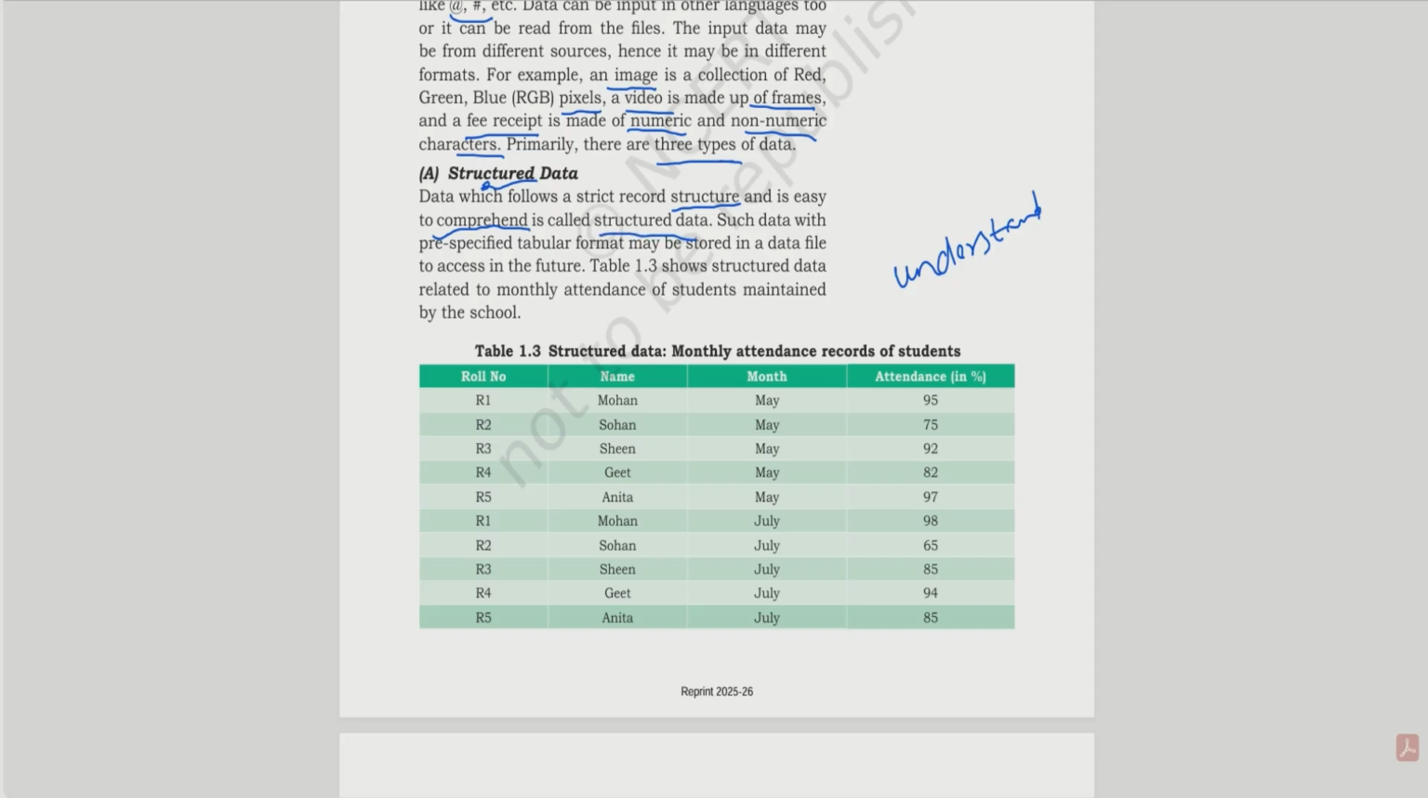So the data will be in table form. For example, this is the monthly attendance records of the students. Here the roll number, name, month and the attendance is given. So it is arranged in a particular order. From this we can easily understand, this is some attendance records and this is the roll number 1 student. His name is Mohan. In the month of May, he has secured 95%. So we are able to understand the details very clearly. So that is structured data.